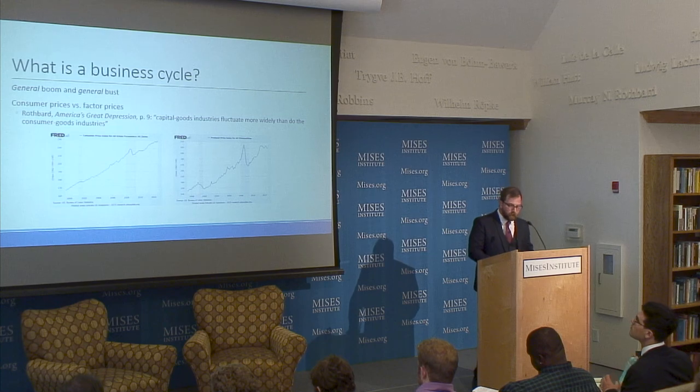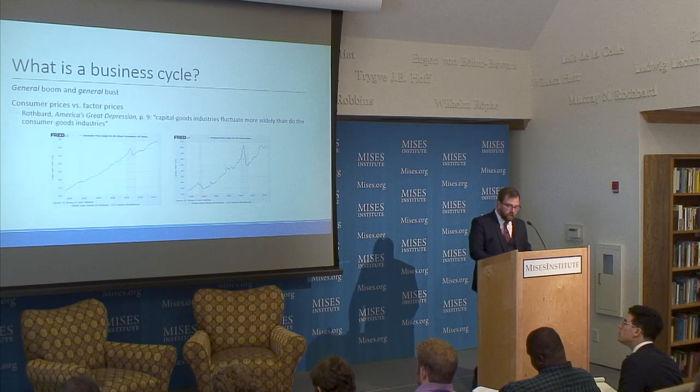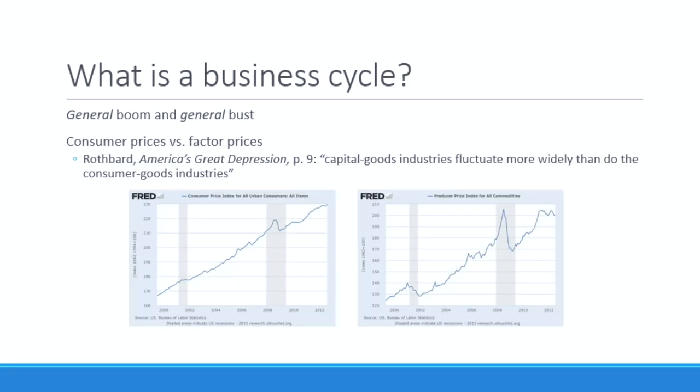Another thing that we notice in business cycles is that consumer prices don't fluctuate as much as factor prices. So that's another thing that we need to take into account. Rothbard notes that capital goods industries fluctuate more widely than do the consumer goods industries. And we see a consumer price index on the left and the producer price index on the right. And you see that just using some eyeball metrics as opposed to econometrics. Yeah, that's right.